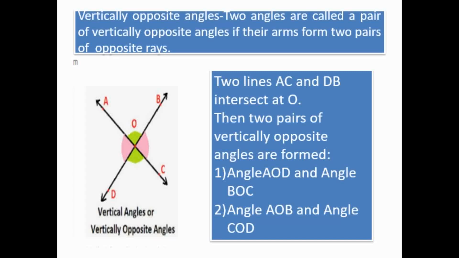Now we'll talk about vertically opposite angles. Two angles are called a pair of vertically opposite angles if their arms form two pairs of opposite rays. So if two lines intersect each other, they form vertically opposite angles. Now if you see here, angle AOD is vertically opposite to angle BOC, whereas angle AOB is vertically opposite to angle COD.